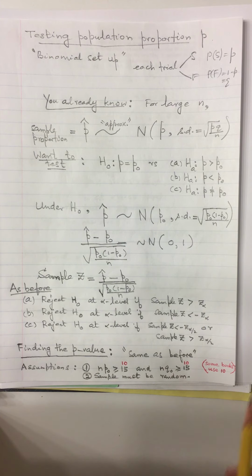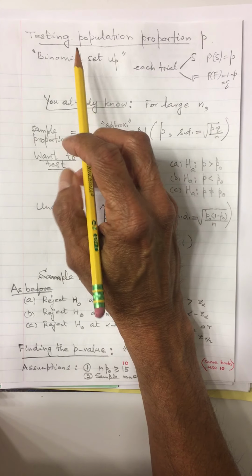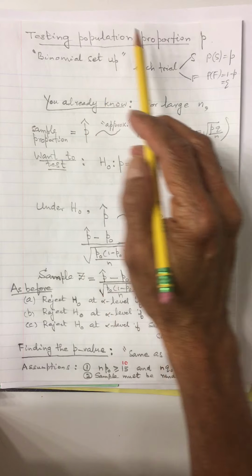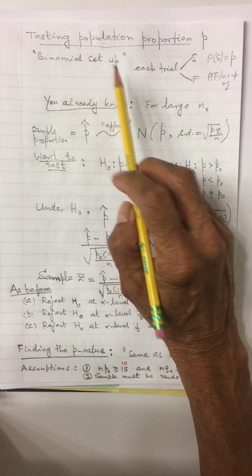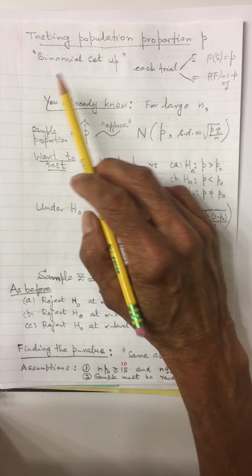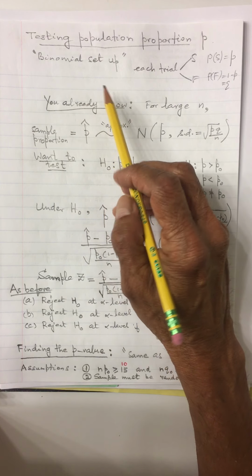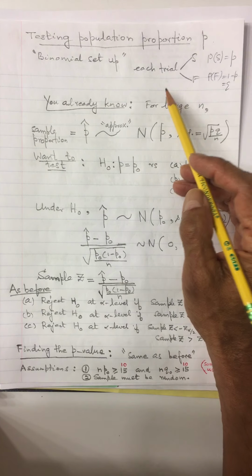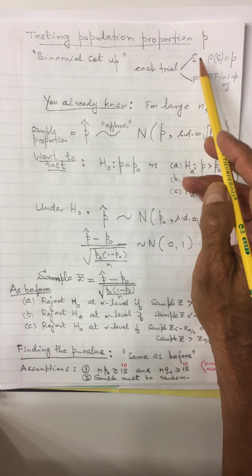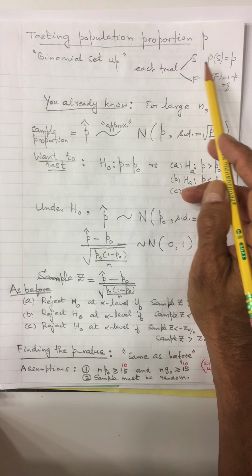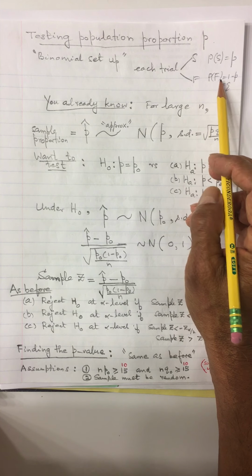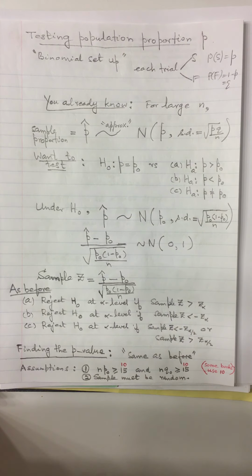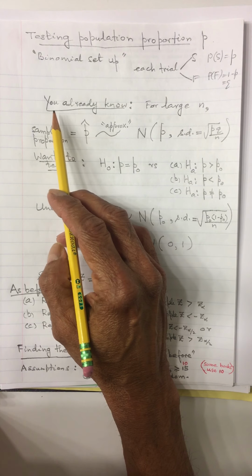In this video, I'm going to show you how to test population proportion P. This is the same binomial setup. Each trial has two possible choices, success or failure, with a probability of success P and a probability of failure 1 minus P, which is Q. You already know the central limit theorem.